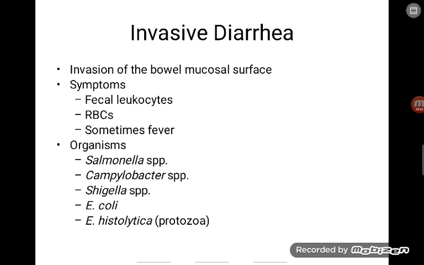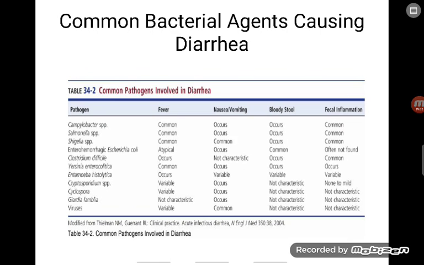In invasive diarrhea, there is invasion of the bowel mucosal surface, and symptoms include fecal leukocytes, RBCs, and sometimes fever. Classical organisms causing invasive diarrhea include Salmonella species, Campylobacter species, Shigella, E. coli, and Entamoeba histolytica, which is a protozoan parasite. These are the common pathogens involved in diarrhea.